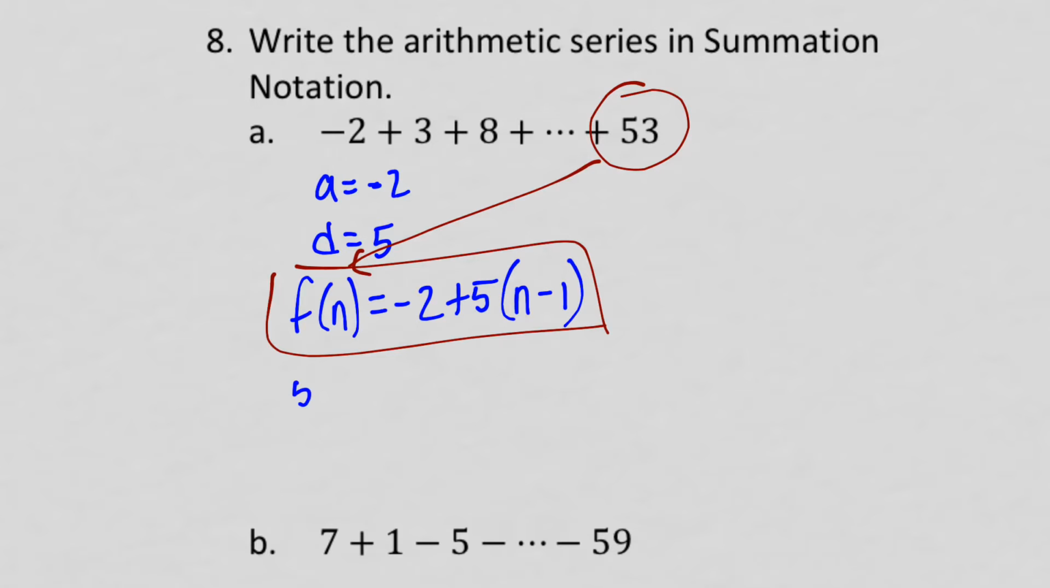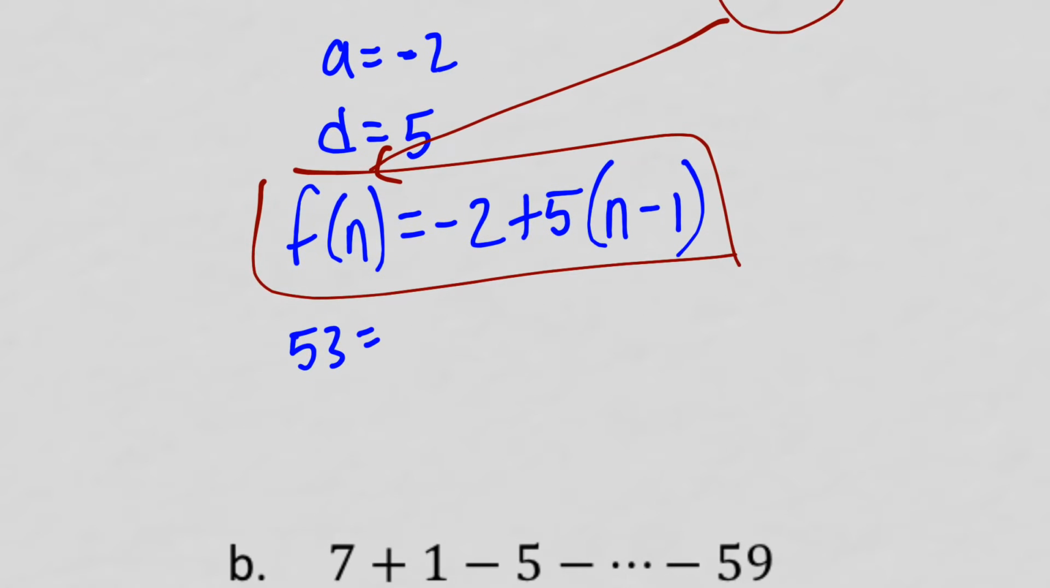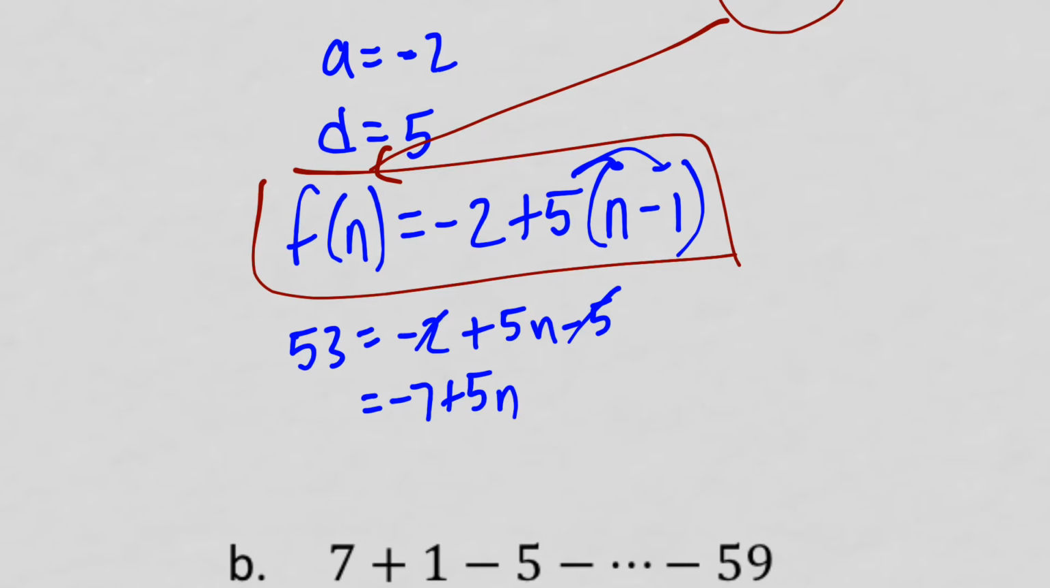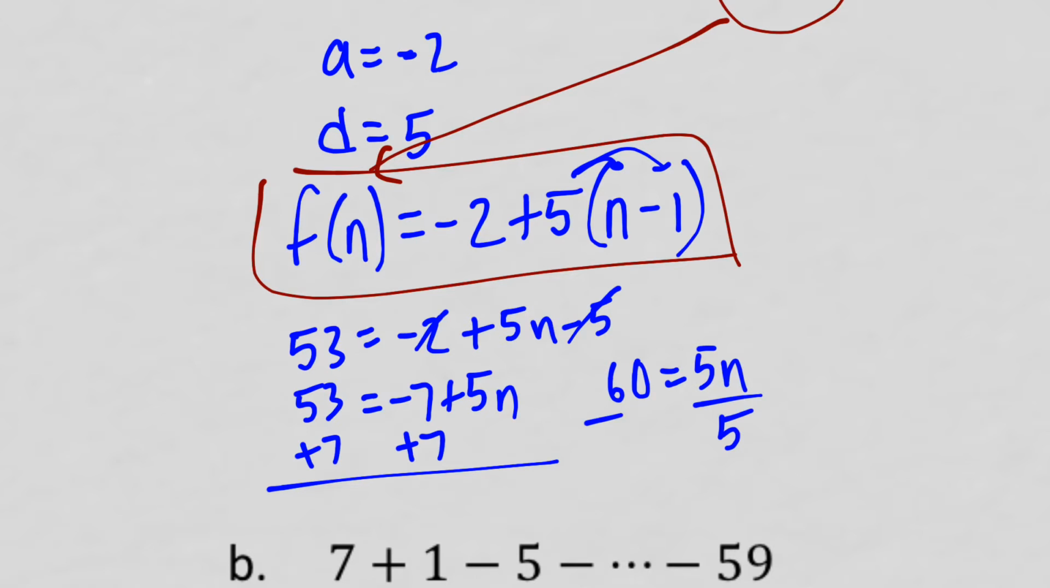It's 53 equals -2 plus 5 times n minus 1. I'm going to go ahead and distribute the 5 here to solve for n. 5n minus 5. -2 and -5 make -7 plus 5n equals 53. Add 7 and we get 60 equals 5n. I'm going to continue here. And finally divide by 5 and you get 12. n equals 12.